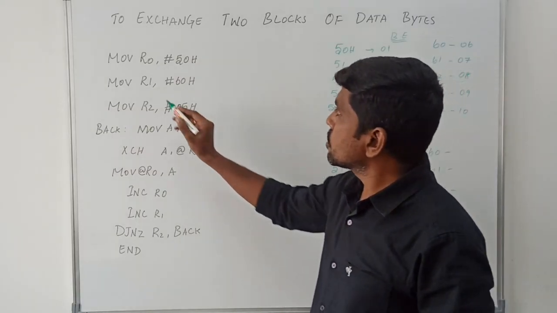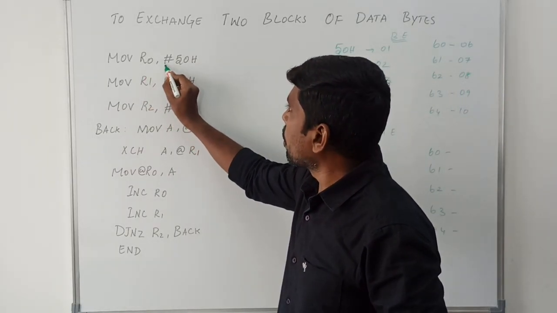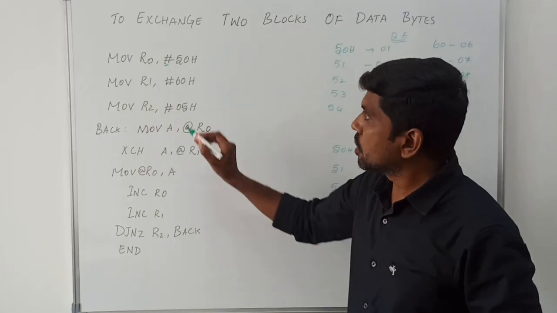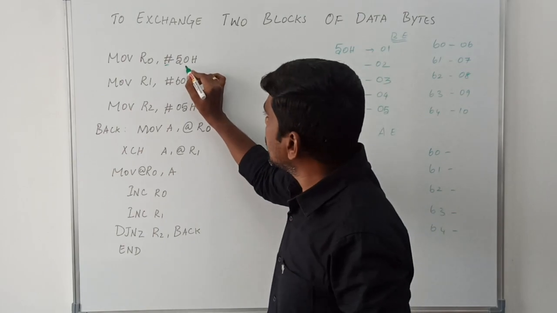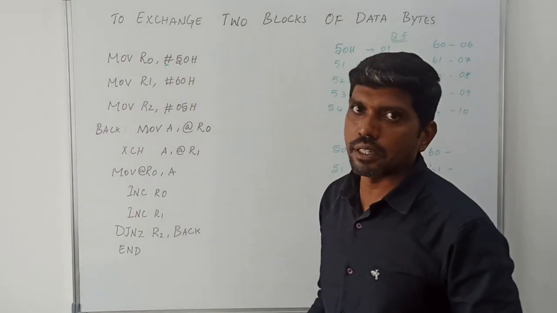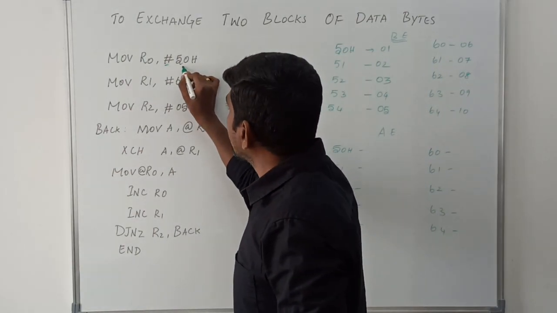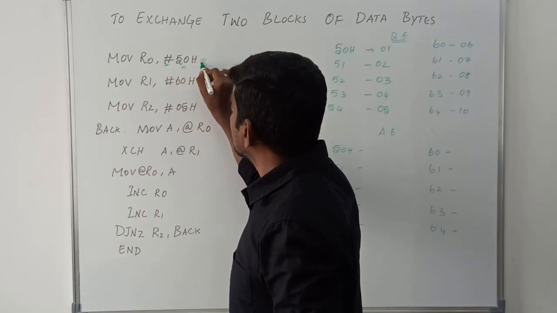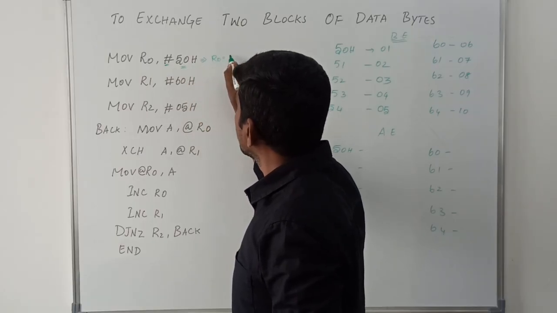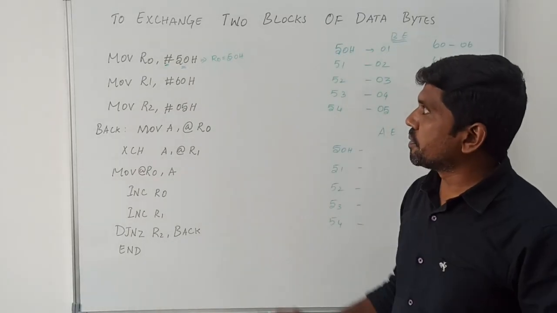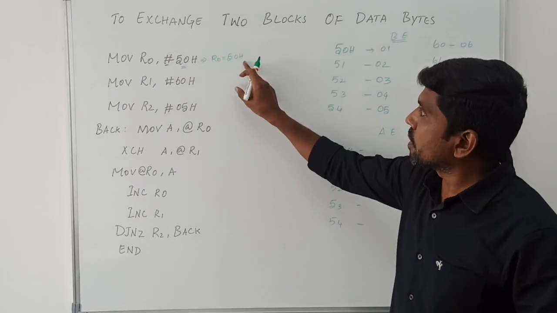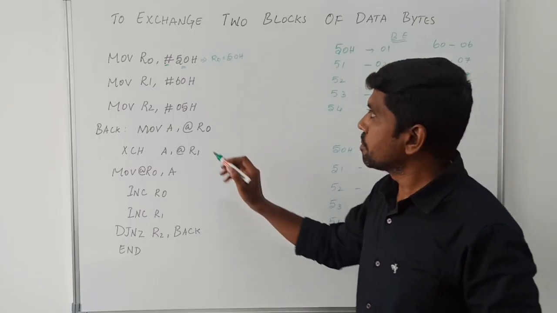The first instruction is MOV R0, #50H. The pound symbol represents immediate data. Immediate data is present in the instruction itself. So after execution of this instruction, this 50H goes to R0. Now the R0 value is 50H, initializing the first set of memory locations.